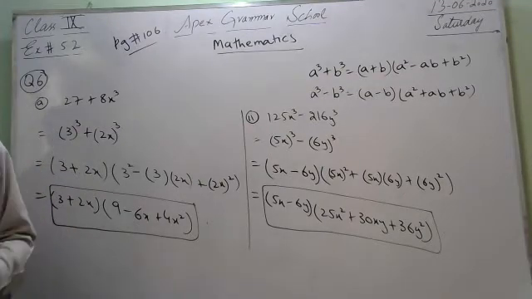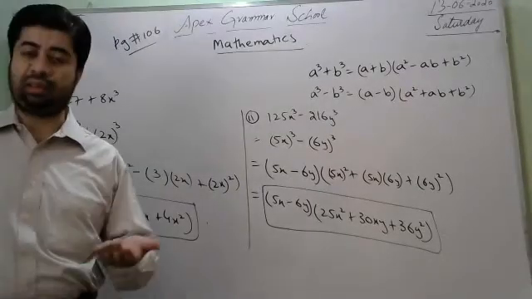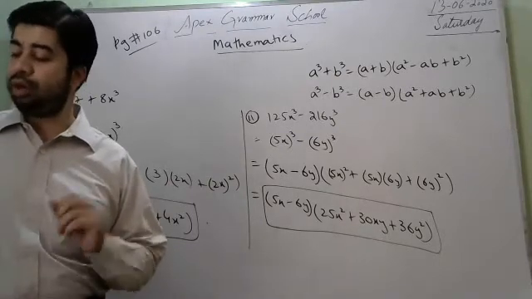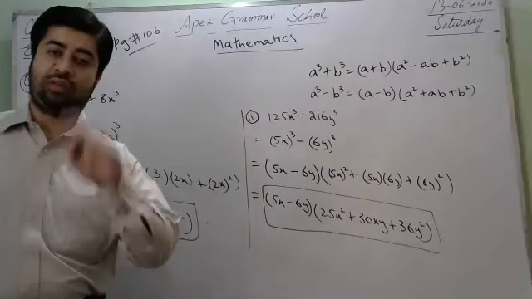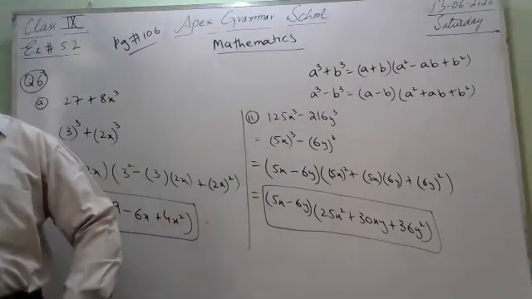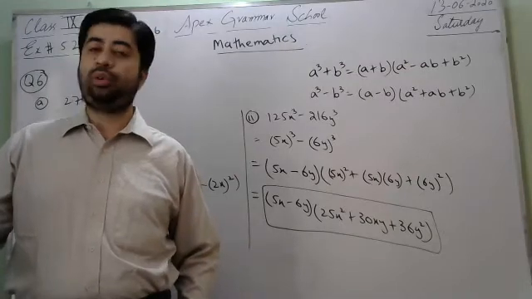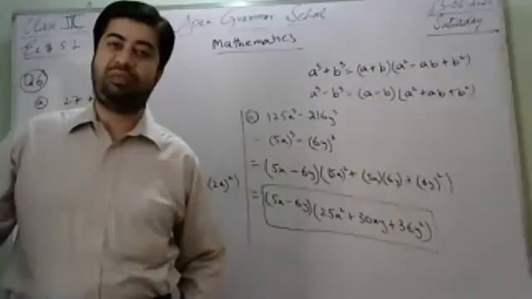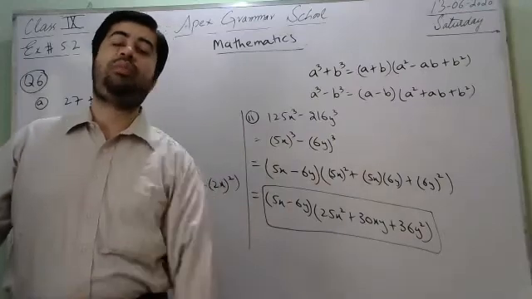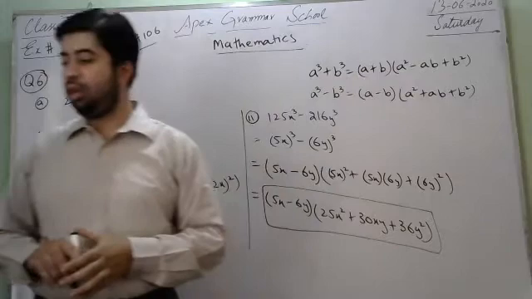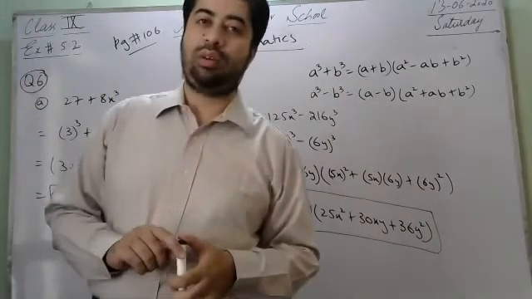Part 3 and part 4 are really the same. You can see that part 3 is 64x cube. 64 is the cube of 4, 27 is the cube of 3. So this will be a cube plus b cube. Part 4 is again 8x cube, that is 2x cube, plus 125y cube, that is 5y cube. So a cube plus b cube type, and you have to open this formula accordingly. So now we are going to solve question number 5.